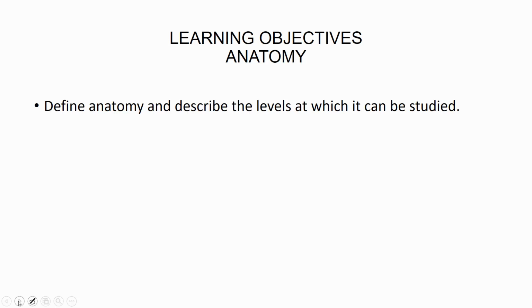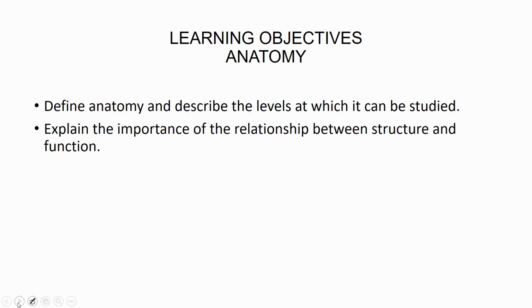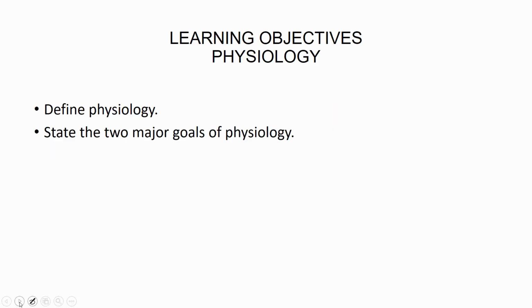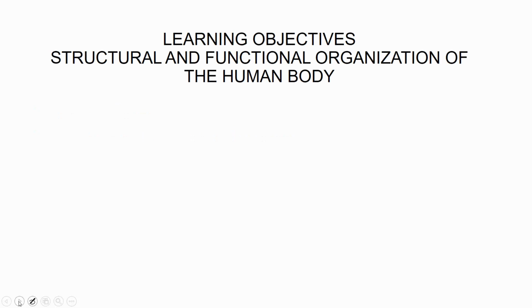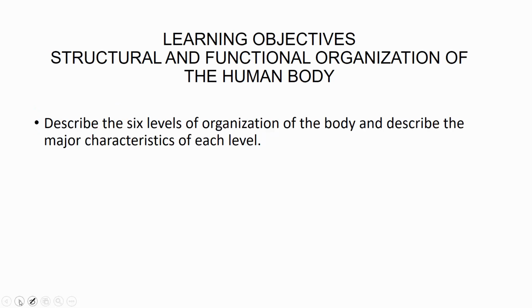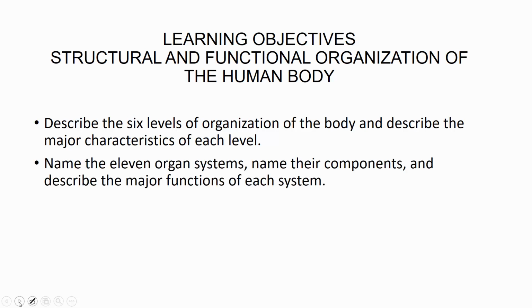So on the section on anatomy, I want you to be able to define anatomy, describe the different levels at which we can study it, and then explain the relationship between structure and function. For physiology, I want you to be able to define it, and then state the two major goals of physiology. When I get to structural and functional organization of the human body, I want you to be able to describe each of the 6 levels of organization and tell me a little bit about each level. You'll also need to name the 11 organ systems. You'll need to name and identify their components and then describe the major function of each system.